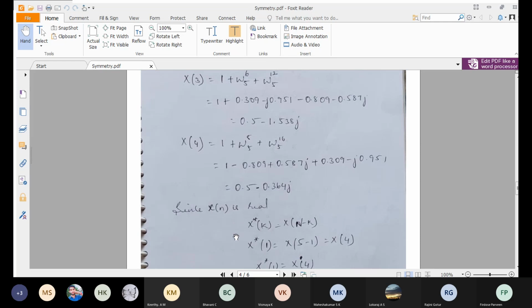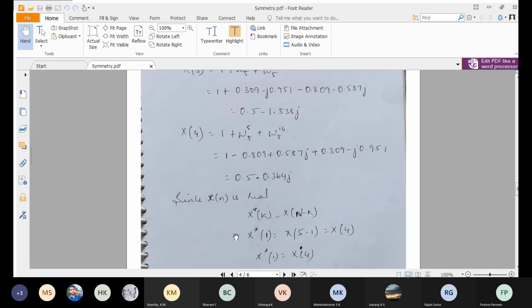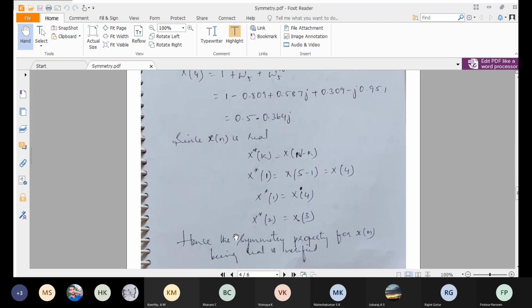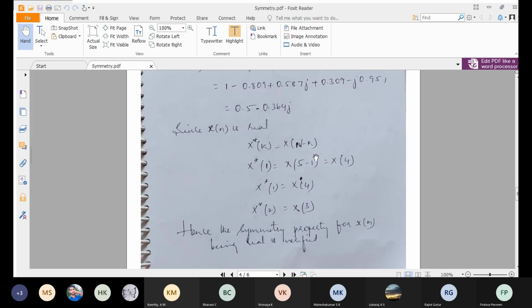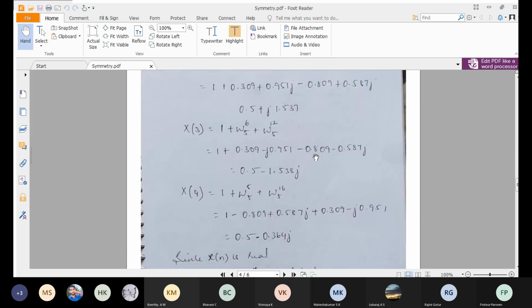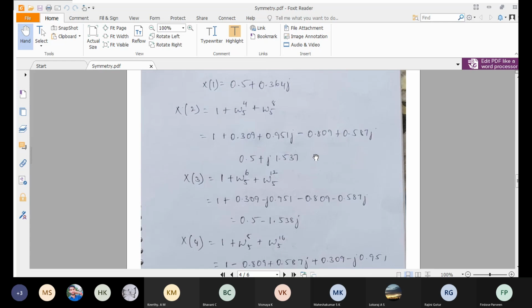Now, x of n is real, so X conjugate of k will be equal to X of N minus k. Here X of 1 will be equal to 0.5 plus j 0.36. We know that X of 1 is conjugate symmetric with X of 3, so what will it be? 0.5 minus j 0.36.